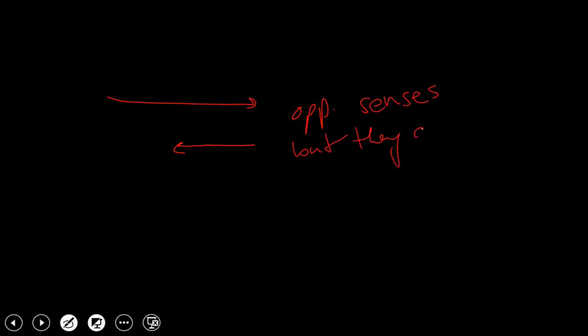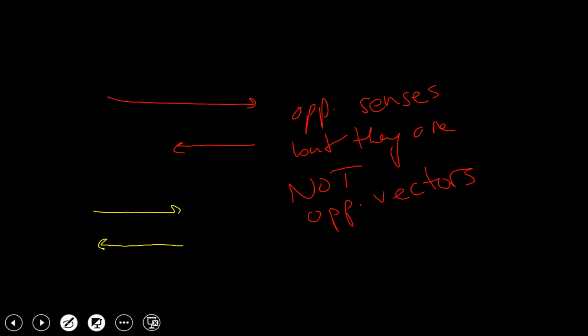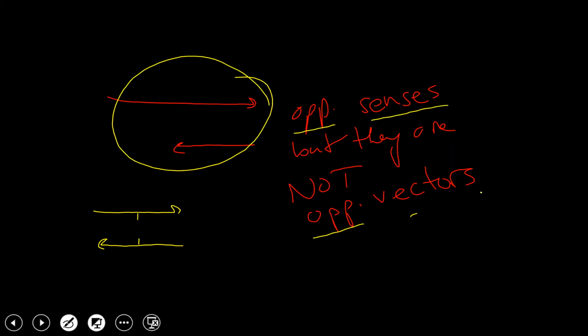Look, these two vectors have opposite senses, but they are not opposite vectors. Vectors are opposite when they have the same direction and the same magnitude, with opposite senses. These vectors do not have the same magnitude. So we only say that they are of opposite senses, but we cannot say that they are opposite vectors.